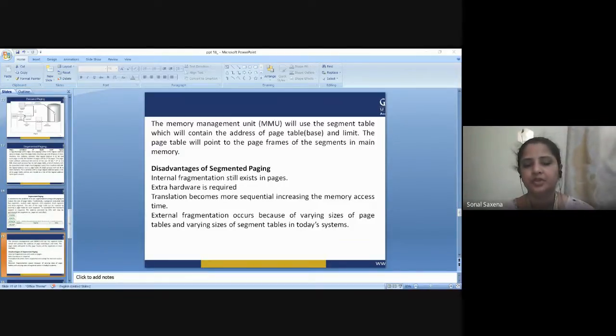Each page table contains the various information about every page of the segment. The segment table contains the information about every segment. Each segment table entry points to a page table entry, and every page table entry is mapped to one of the pages within a segment.